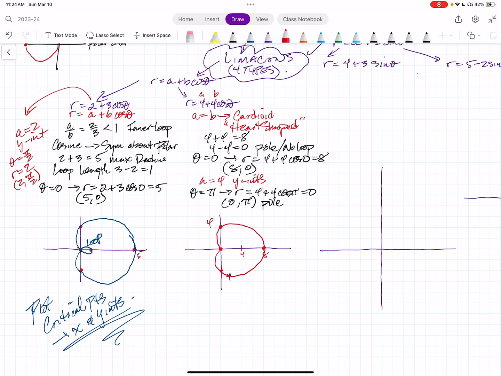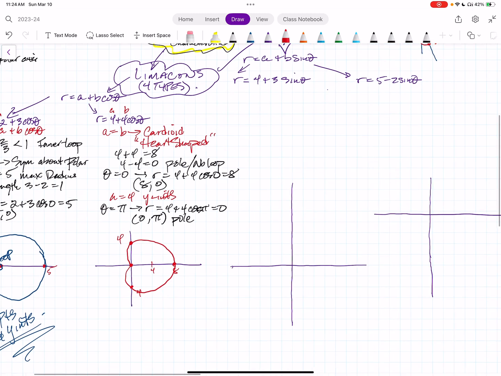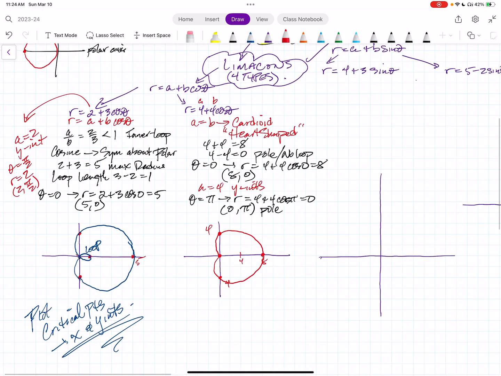There we go. So it's a sideways heart. Pretty cool, huh? All right, and there you go. There's your two limaçons, one with an inner loop, one cardioid, right there, in terms of cosine. And by the way, cosine is symmetric about the polar axis each time.